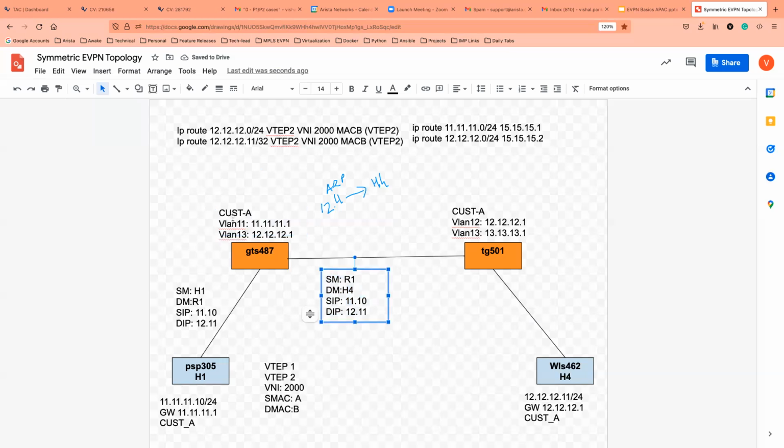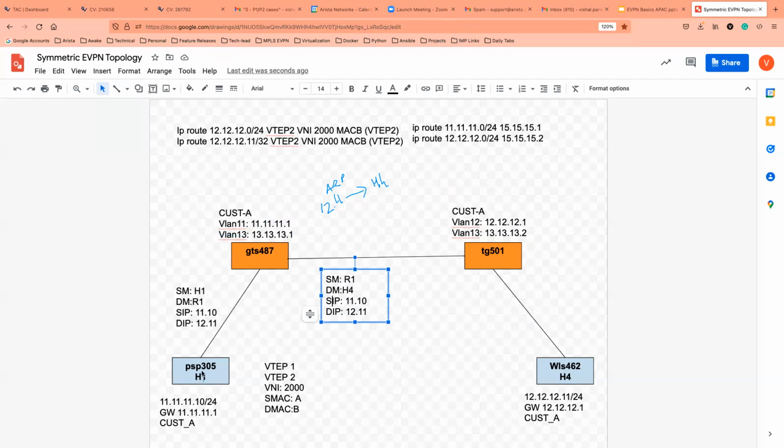Now let's take the case where we don't have VLAN 12 here. Again, we are talking about normal, without VXLAN, okay? But we have a common VLAN between these two routers. So now we need to route, right? So now let's go one by one.